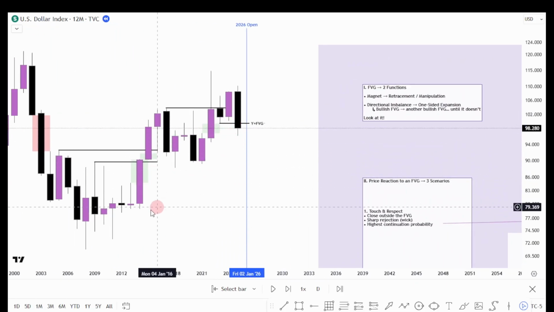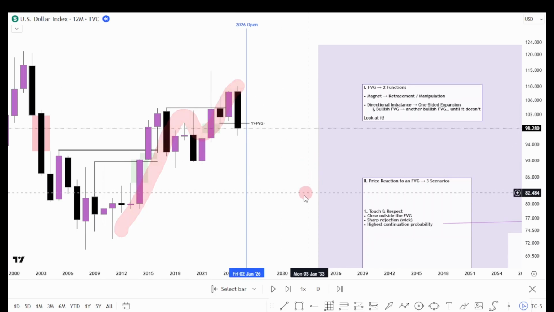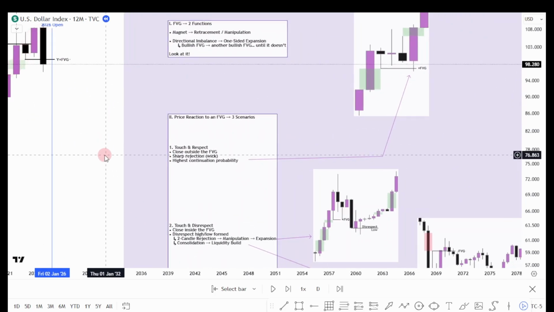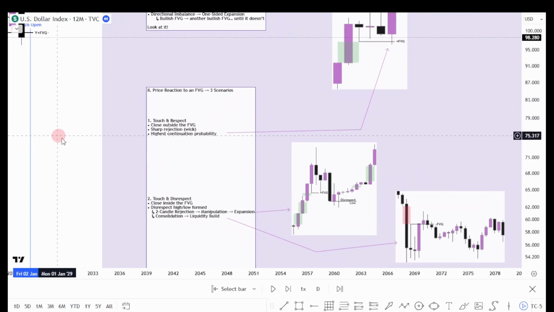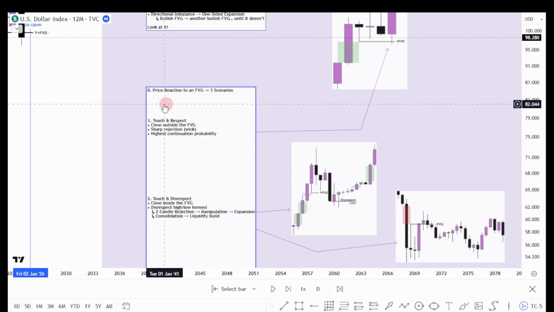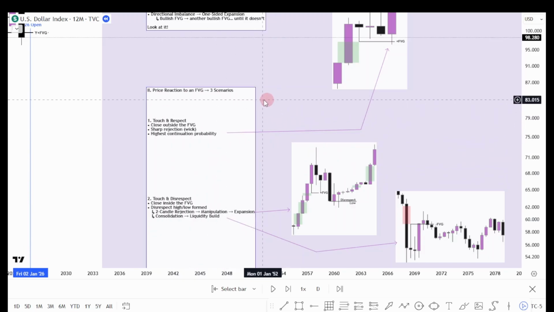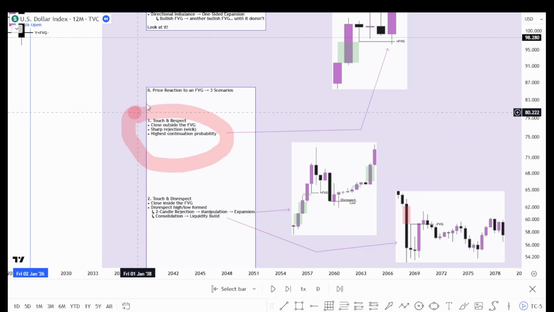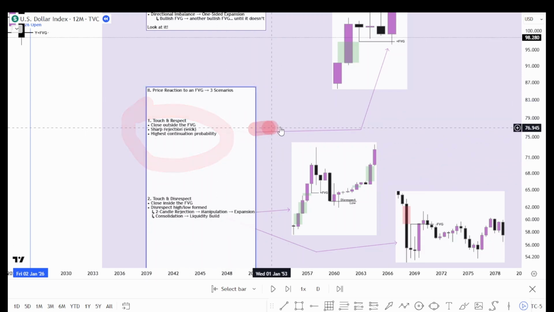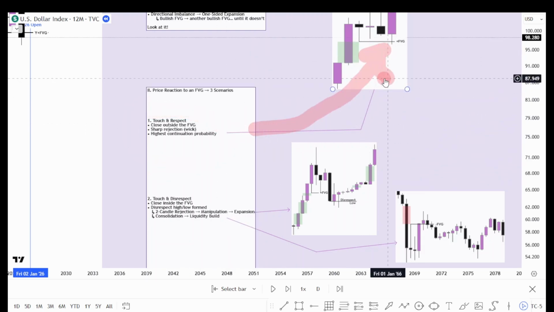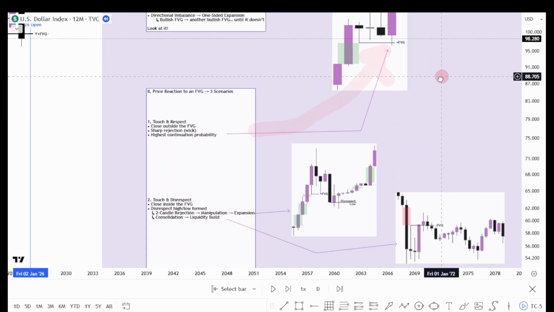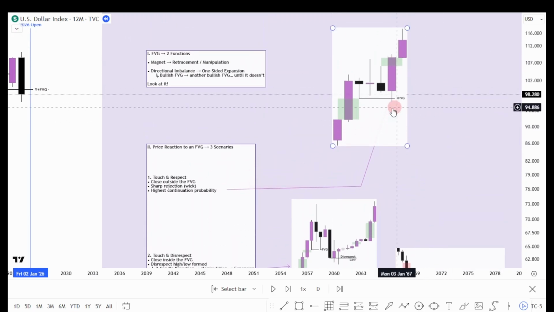So now that we're dealing with a fair value gap, of course, what should happen next? Well, when price reacts to a fair value gap, we have three scenarios. Number 1, touch and respect. That's the best case scenario. If you're biased towards that direction, you want price to get that quick reject from it. Leave a nice rejection wick there.